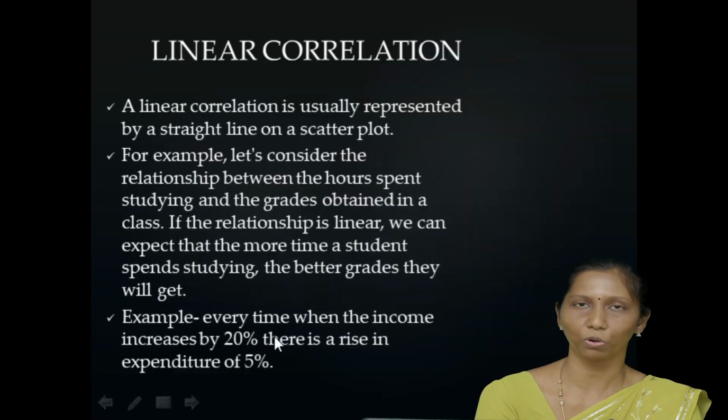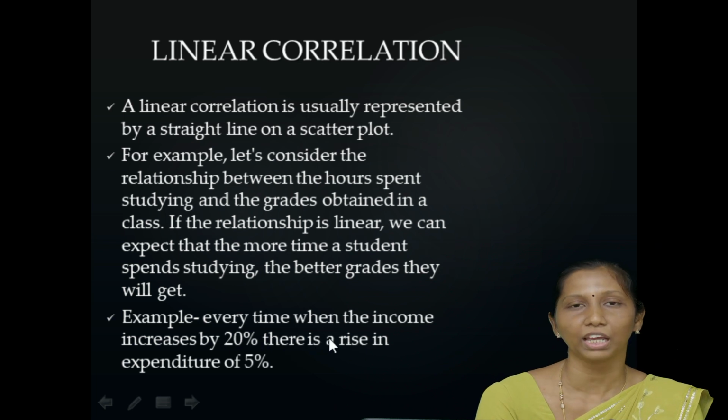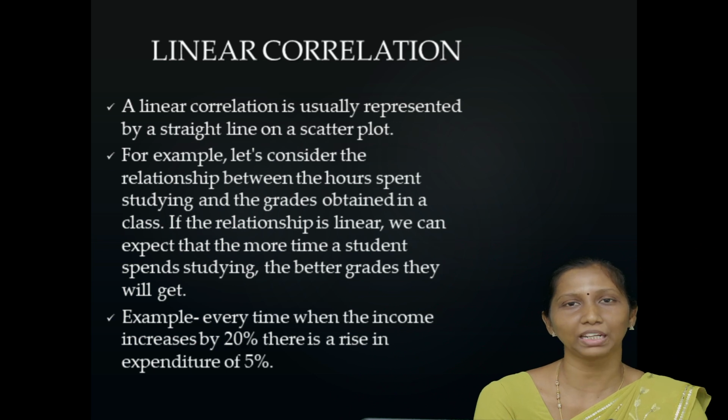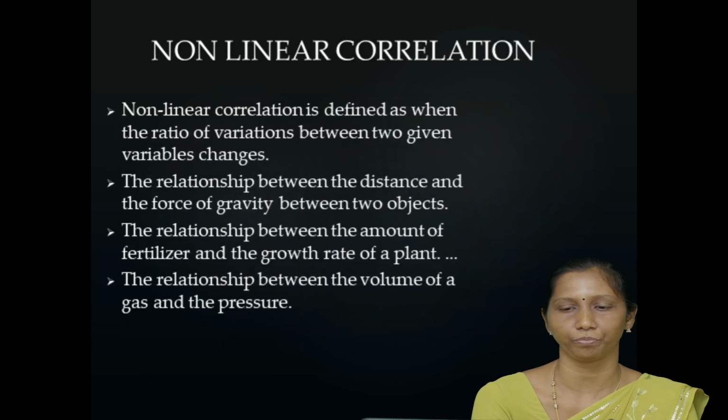Another example: if the income of the family increases, they will also spend more, so expenditure also increases by some percentage. So this is called linear correlation.